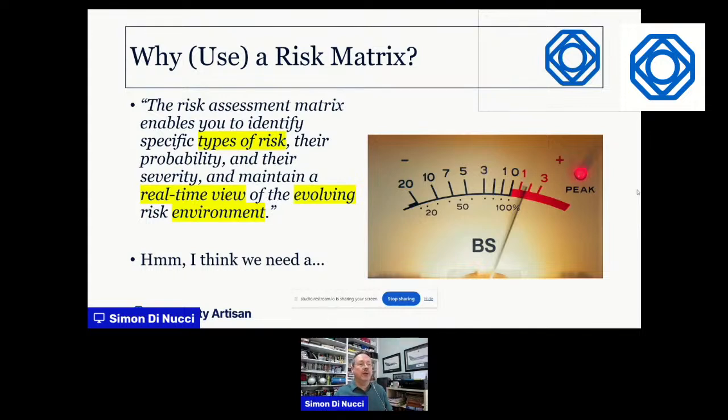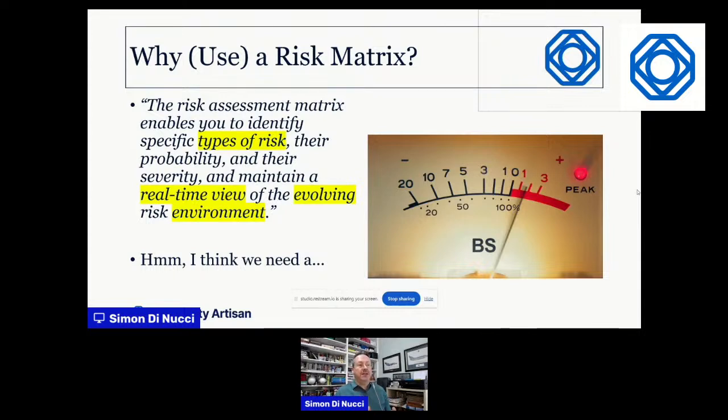You've got to do that work. And then it says maintain a real-time view of the evolving risk environment. Well, again, that's nonsense. If you want a real-time view, a risk matrix is static. Unless you begin to show your audience, well, this was the risk profile on date X, and now on date Y it's this, and this is how it's changed. A risk matrix on its own is static. If you want to do something dynamic, you need to add something to it.